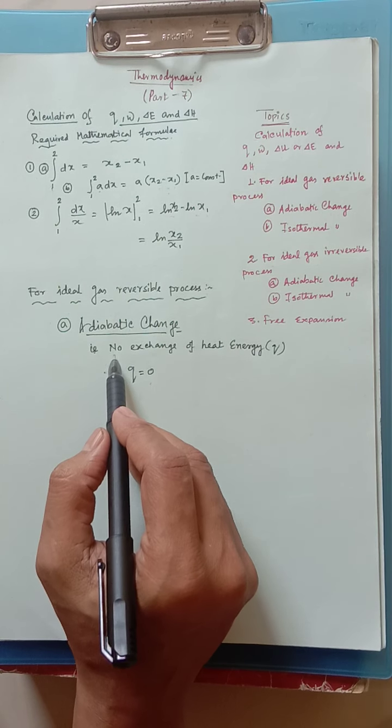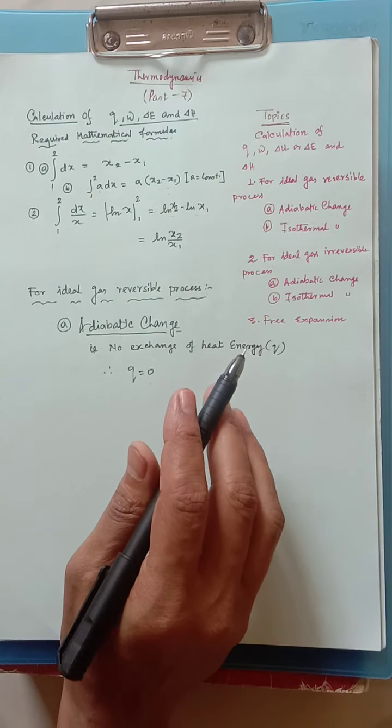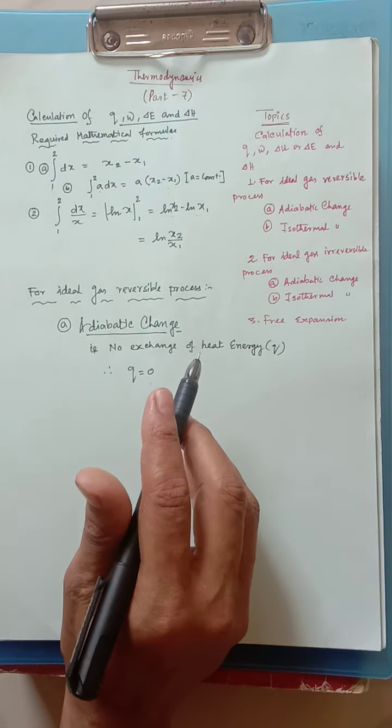Adiabatic change means, as we have discussed earlier, no exchange of heat energy, that means Q equals 0 here. So whenever Q equals 0, from the first law of thermodynamics we can write Q equals dE plus W. We can remember this one. Because Q equals 0, we can write 0 equals dE plus W. So W can be written as minus dE. It is a simple mathematical operation. Up to this part it is okay.